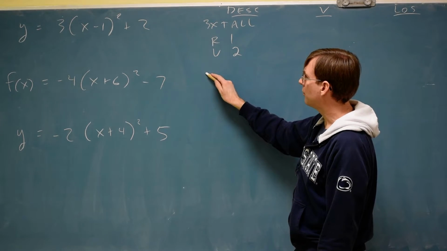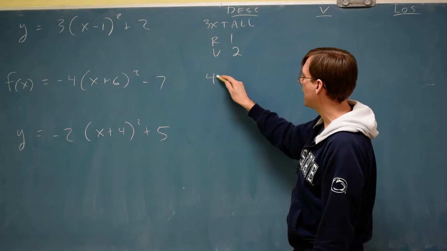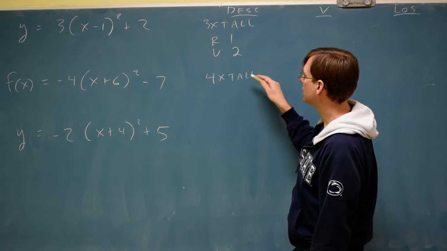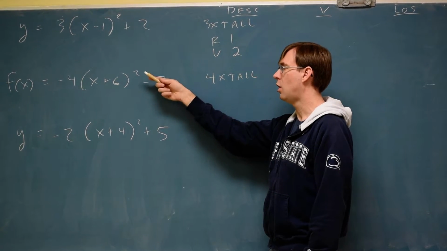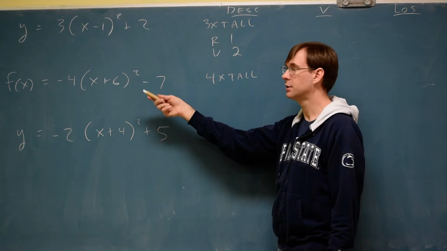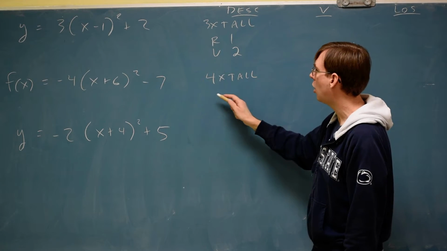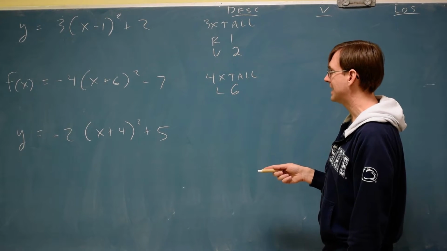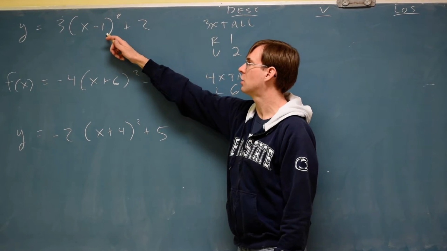For this, I would go 4 times as tall. For the same reason, I just went 3 times as tall. Multiplying numbers make you stretch, and if it's not in the parentheses, it's tall. I'd go left 6. For the same reason, this took me right 1.